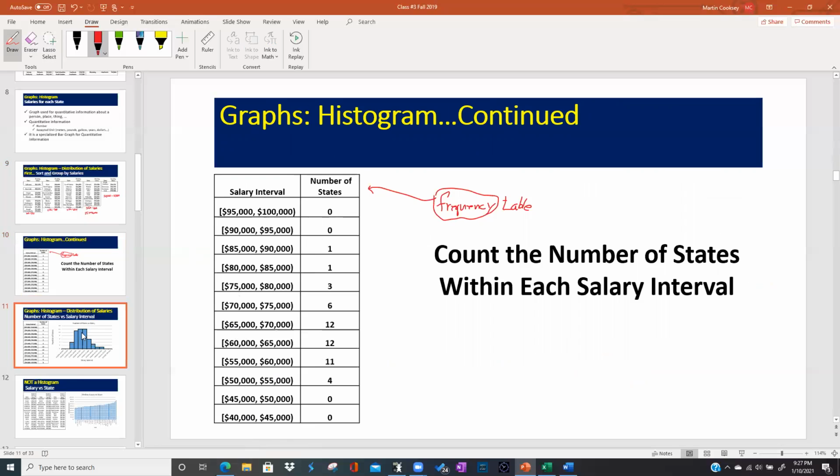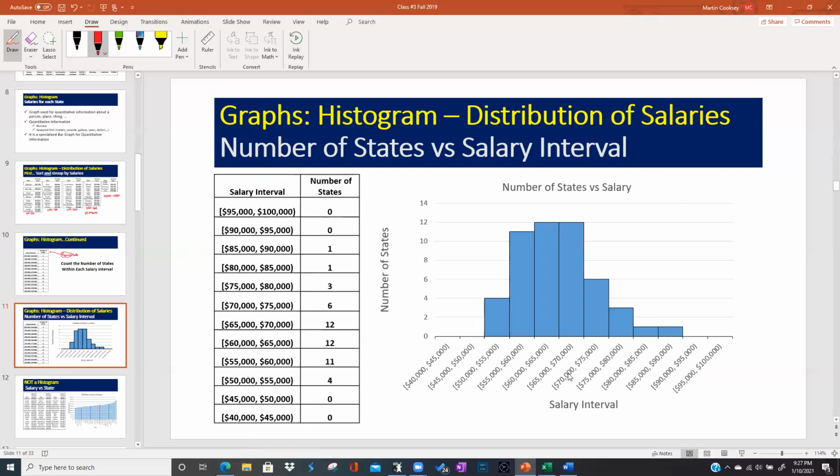How we create a graph out of it is, on the horizontal axis, that's what this is, because it's horizontal, we have the salary intervals. Vertical, going up, we have the number of states. And these increments, from 0 to 2 and from 2 to 4, have to be the same distance when we look at it. Now 9 is in the middle between 8 and 10, and 5 is in the middle between 4 and 6.